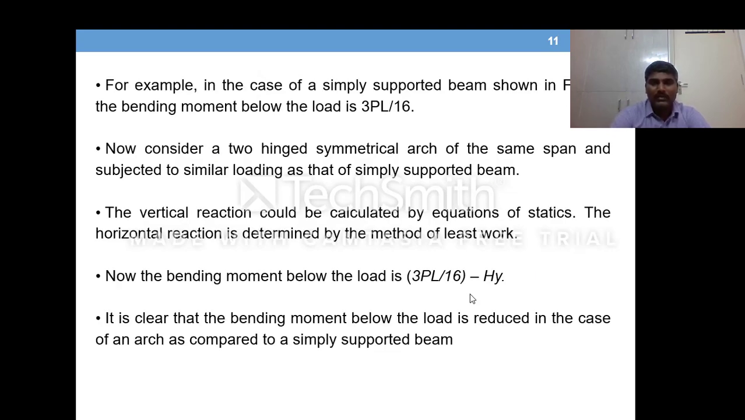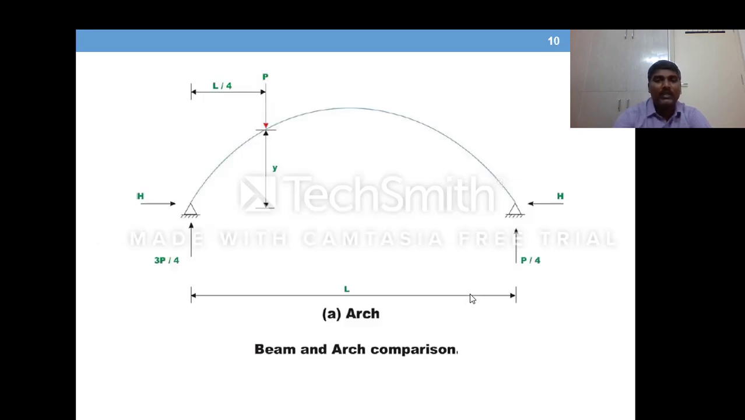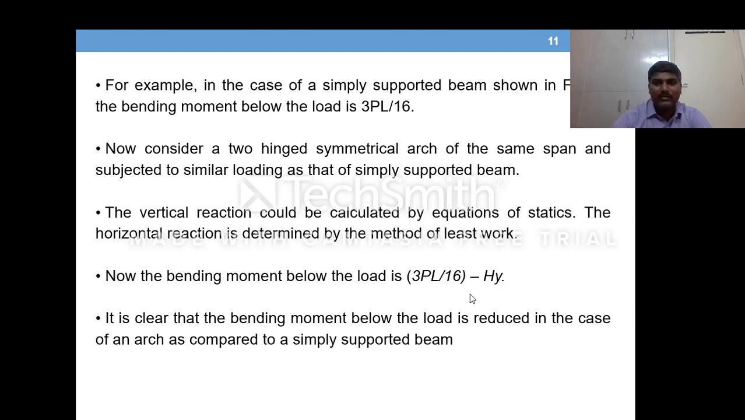So if it is a simply supported beam, the bending moment below the load, if we go back to the picture again, the bending moment under the load is nothing but 3P by 4 into L by 4, so it comes to 3PL by 16. So that is what is given there. Now consider the arch with the same load.